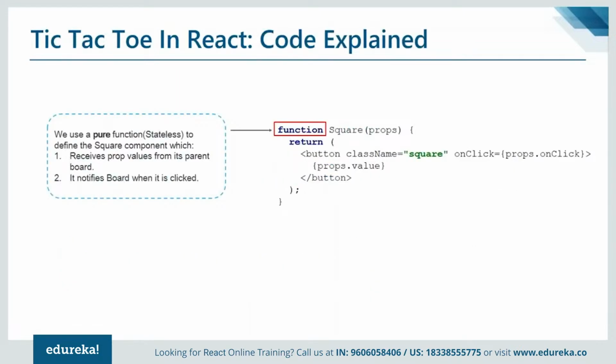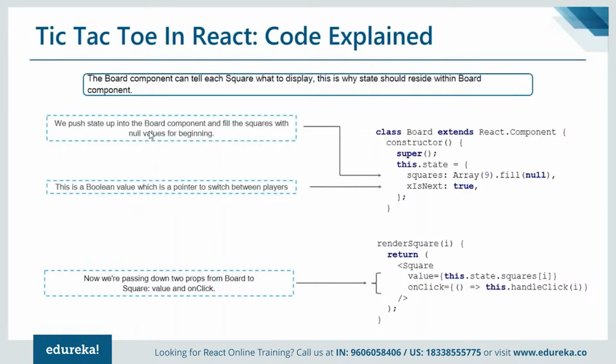Then we created a pure function with the name Square to define the square component. This function receives prop values from its parent, the Board, and it notifies the Board when it is clicked. Then we pushed state into the Board component and filled the squares with null values to begin with. So basically we created a component named Board, and we are passing down two props from Board to Square: value and onClick.